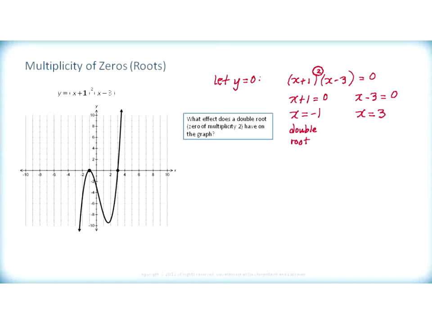The question asks, what effect does a double root, which is a zero of multiplicity 2, have on the graph? Notice here that the double root occurs at x equals negative 1. At that point, the graph of the sideways f is tangent at any zero with a multiplicity of 2. So it's tangent at x equals negative 1, and the other single real root occurs at x equals 3. That factor has a multiplicity of 1.